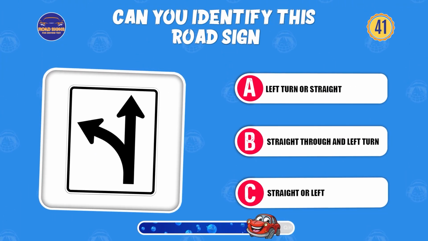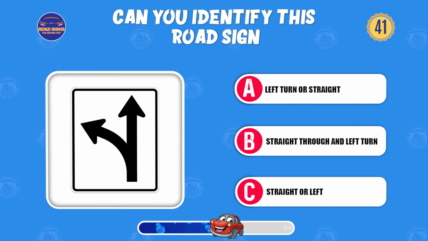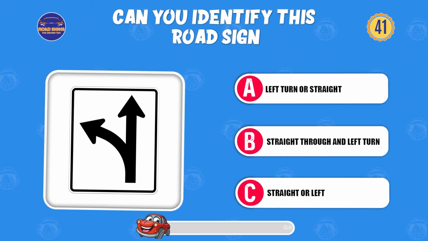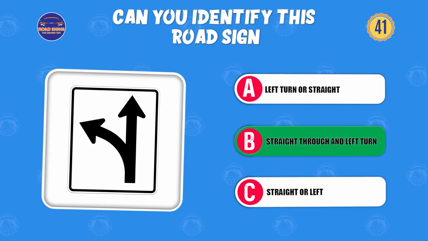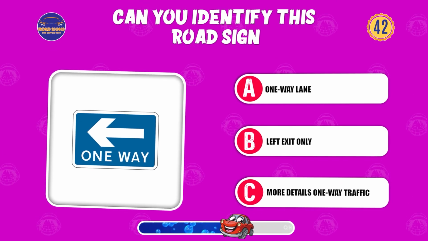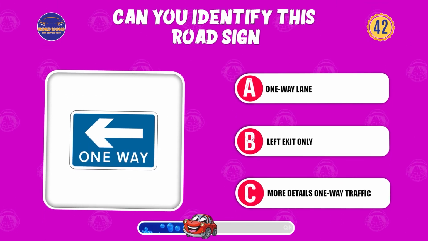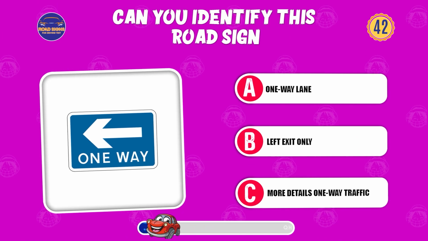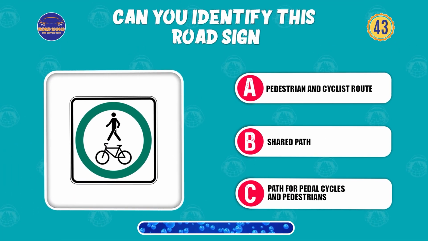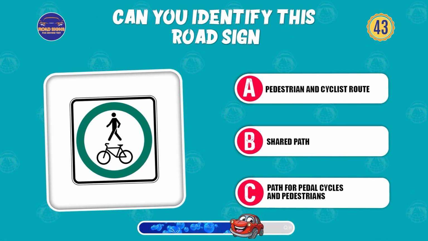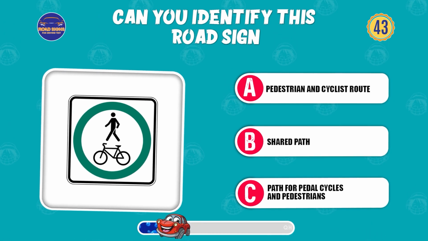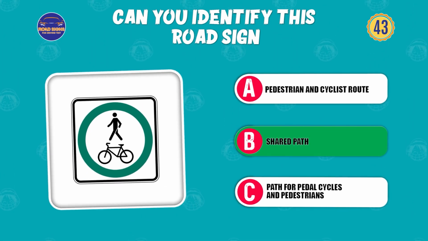Question 41. Can you identify this road sign? B. Straight through and left turn. Question 42. What does this road sign indicate? C. More detailed, one-way traffic. Question 43. What does this road sign mean? B. Shared path.